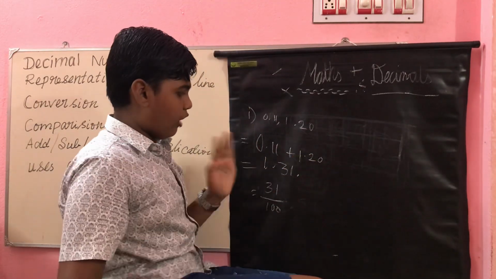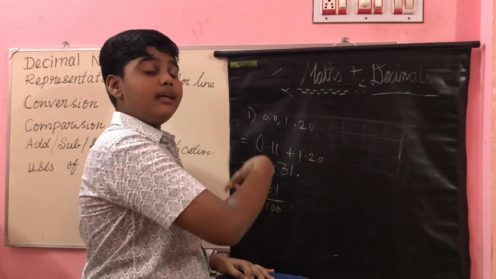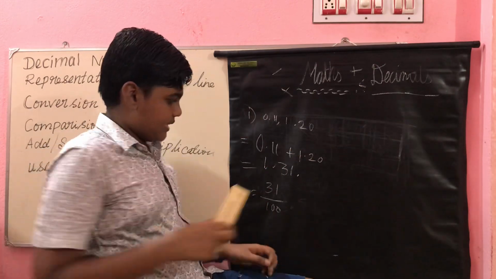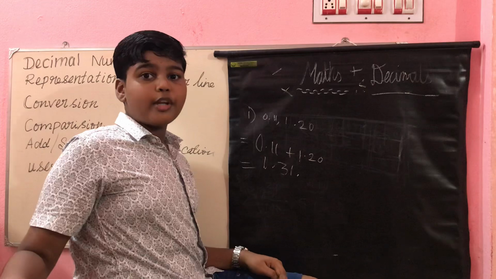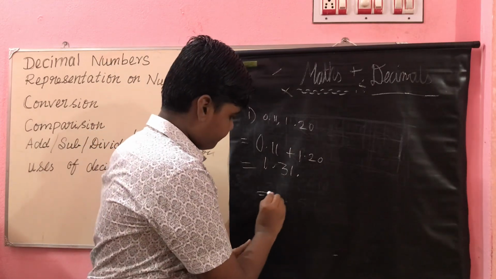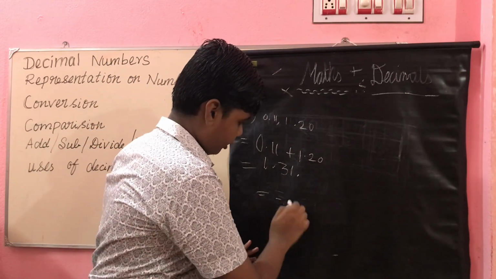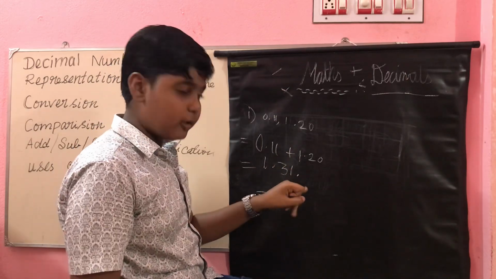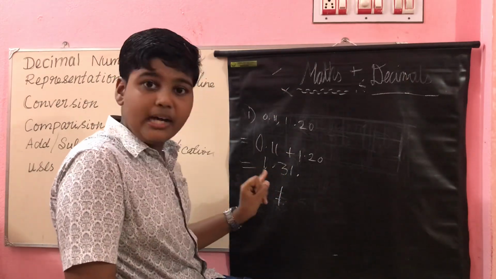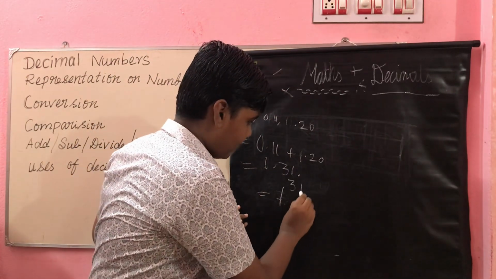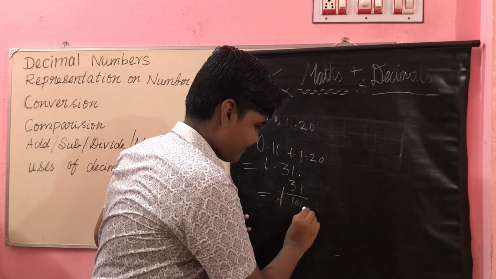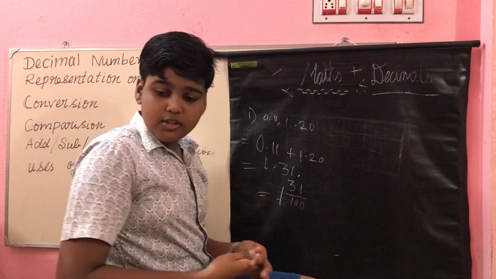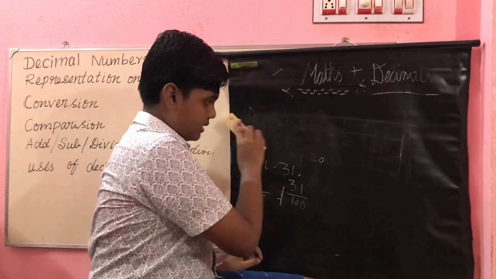So we wrote down all these steps. How can we write this as a decimal fraction? It's very easy. You know how to write a whole number in a fraction, right? So we wrote 1, and this point and this 31. So this point is in what place? Hundredth place. So 31 by 100. Understood, friends? It's very easy. So this is how we add decimals.